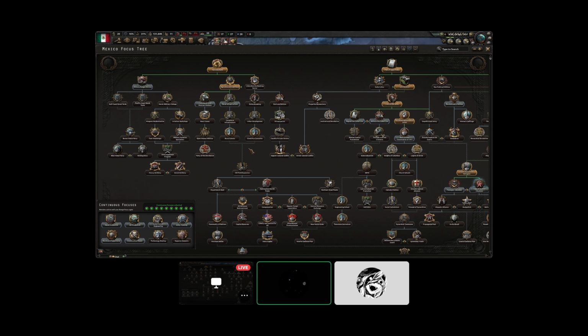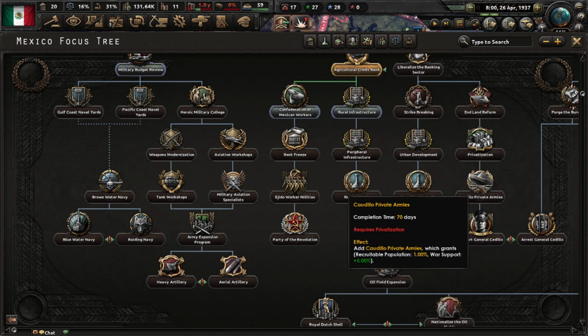The worker militias are an excellent focus, and you wouldn't have been able to do it if you liberalized the banking sector. You would have been locked out of it, you either have to choose the left or the right side economic paths. You would have done the Caudillo private armies instead.